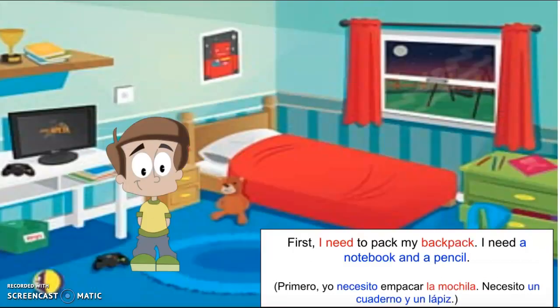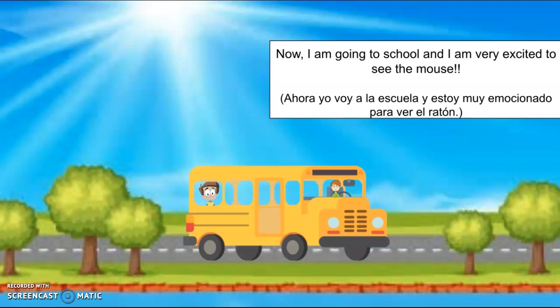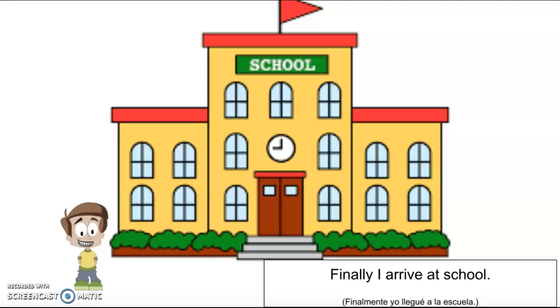First, I need to pack my backpack. I need a notebook and a pencil. Now I am going to school, and I am very excited to see the mouse. Finally, I arrive at school.